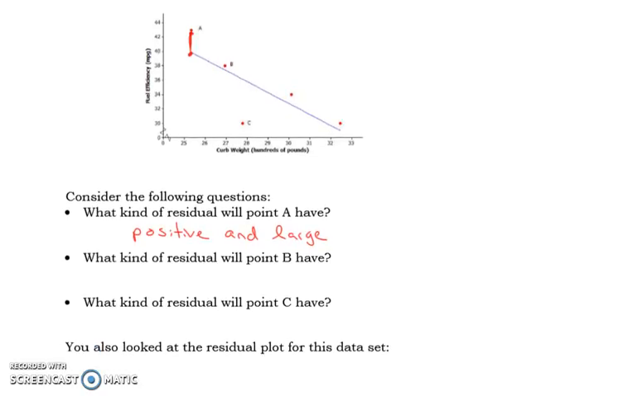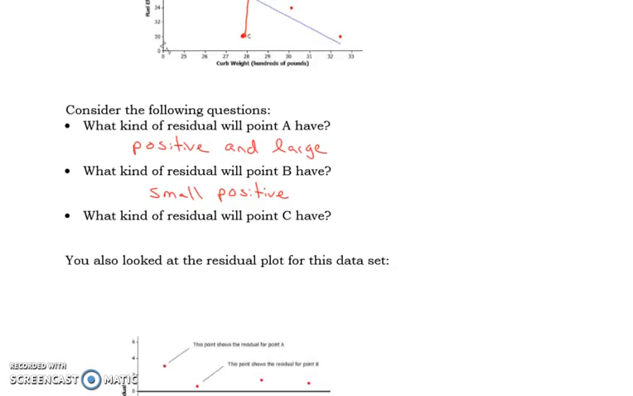What kind of residual point will B have? So notice that B is again above the line, but a very short distance, so we're going to say a small positive residual. So maybe less than 1, but a positive value. Now, point C is below the line and a significant, again, difference to the line of best fit. So because C is below the line and a large distance, we're going to say it's a large negative residual.